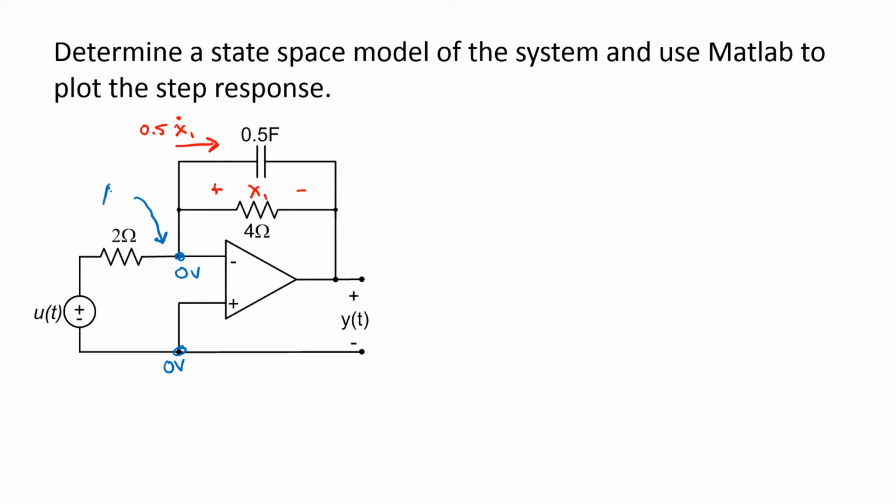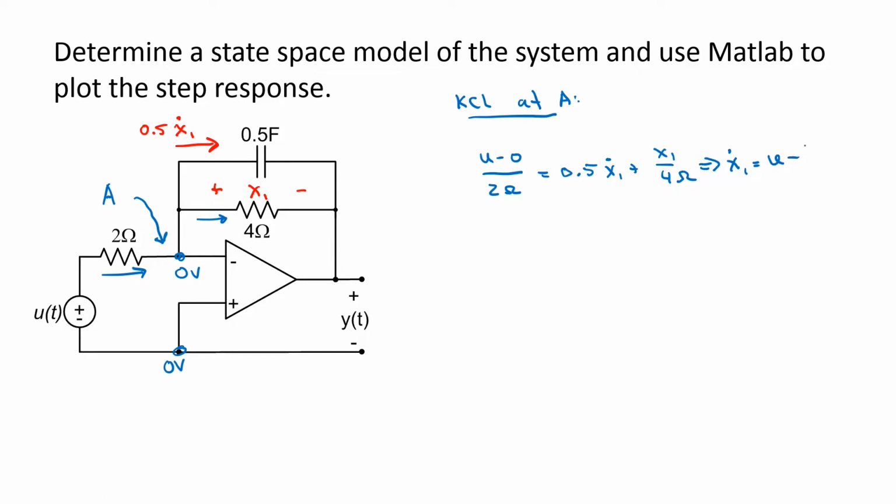Now let me call this node A, and if I do KCL at A, the current entering that node is (u(t) minus 0) over 2 ohms, and that's equal to the currents leaving the node. The current through the capacitor is 0.5 times x1 dot. The current through this resistor is x1 over 4 ohms. If I solve this for x1 dot, multiplying through by 2, x1 dot is equal to u minus x1 over 2. There's my first and only state equation.